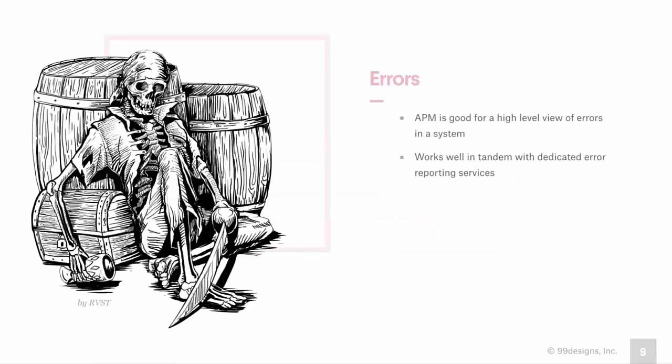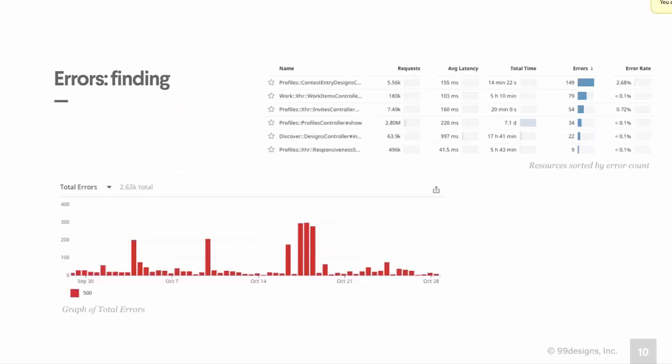The second area that we use APM for is errors. Whilst we have a dedicated error reporting service, it ends up being quite low level. It's useful to have a higher level view of the errors in your system too. When looking at a particular service in APM, you're given a list of traced resources. For a Rails application, that maps to controllers and their actions. Sorting this list by error count shows which controller actions are having problems. This can change day to day as the code changes and as dependent services have outages. This combined with the graph of total errors is a nice way to see the health of the system.